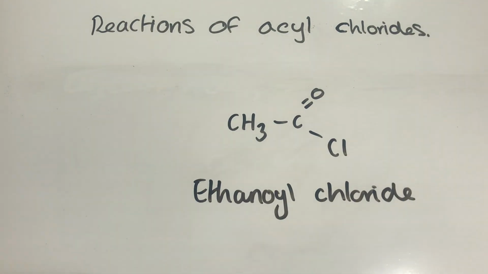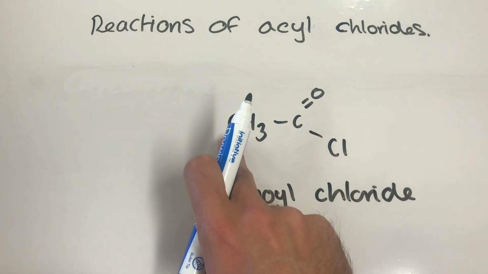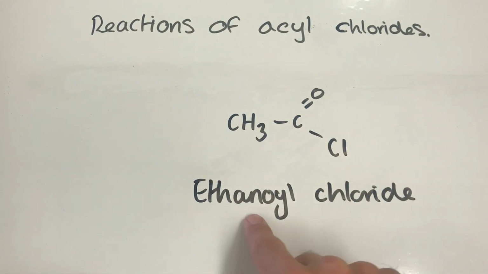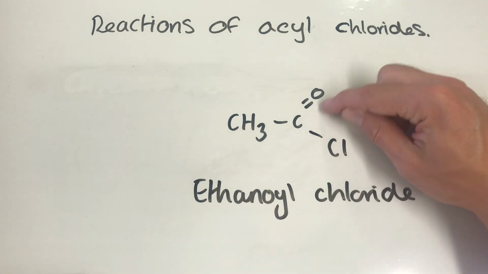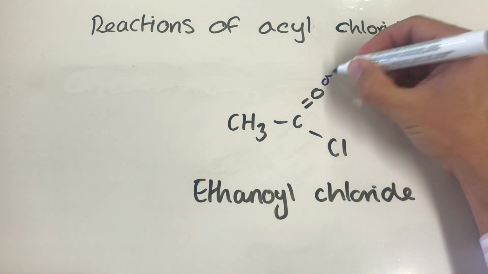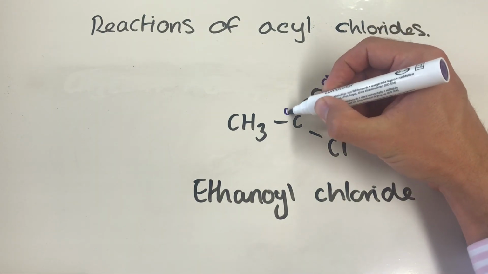Acyl chlorides are very important compounds, and you're going to do quite a lot of reactions with them in A-level chemistry. They are very, very reactive, and therefore they're really useful for making lots of different things. This example is ethanoyl chloride because we have the CH3 and C here, so we have two carbons giving us the ethane part, and it's an acyl chloride because of the COCl group at the end.